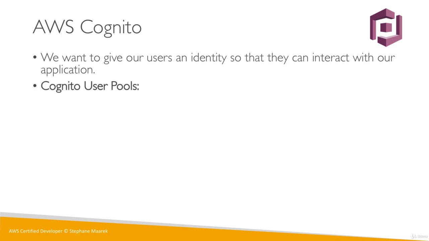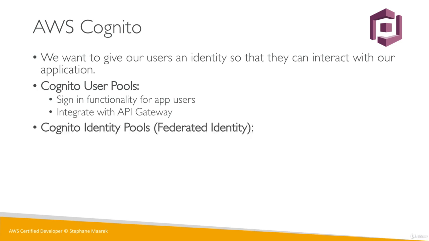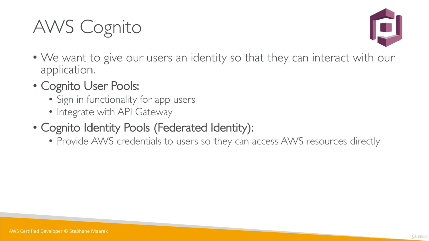There is the Cognito user pool, and we've seen it slightly already before. There's a sign-in functionality for app users, and it's integrated with the API Gateway, and this is why we saw it first. Pretty simple. Then there are the Cognito identity pools, or federated identity. This is to provide AWS credentials directly to our app users so they can access our AWS resources directly. This also has an integration with Cognito user pools as an identity provider. Don't worry, I have a whole slide on user pool and identity pool with diagrams.